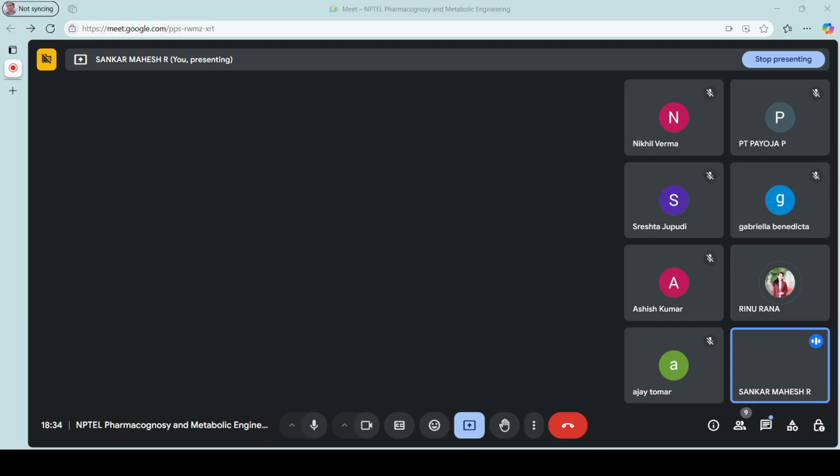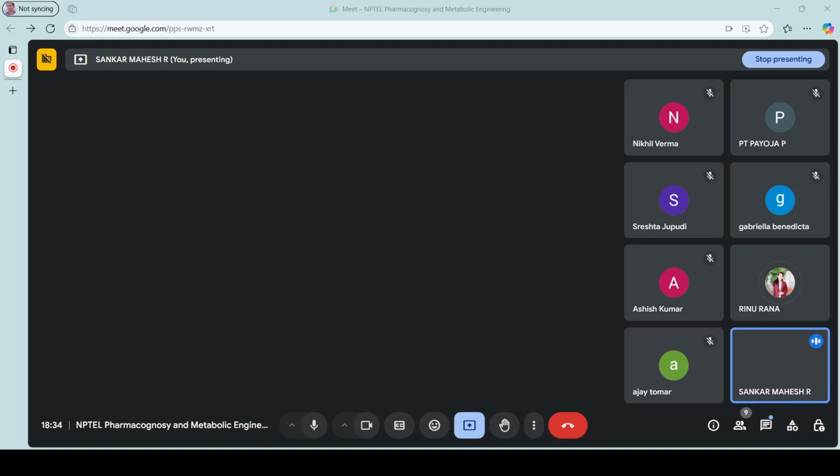The next question is, which among the following methods are used for separation of volatile metabolites? Option A, gas chromatography. Option B, ion exchange chromatography. Option C, affinity chromatography. And option D, high performance liquid chromatography.